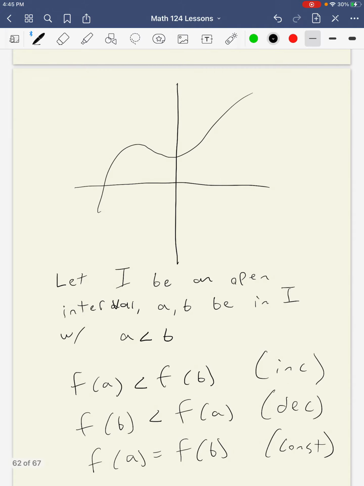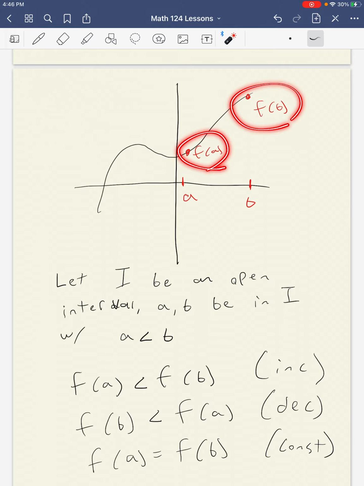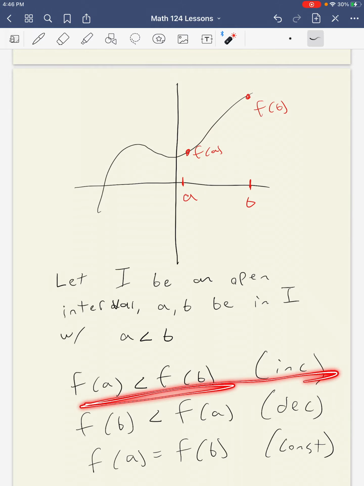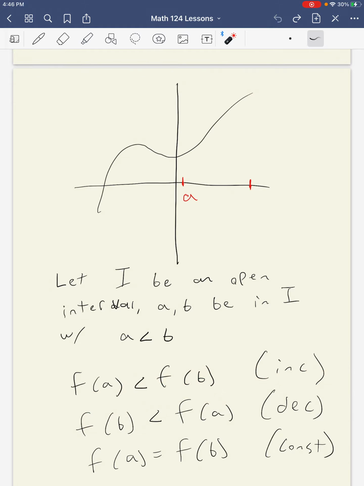So let me draw the picture here. So for the increasing, for example, say this is a, this is b, well then this is going to be f of a, f of b, right? So clearly this is smaller than that, right? f of a less than f of b in the increasing case. Okay, what about the decreasing case?